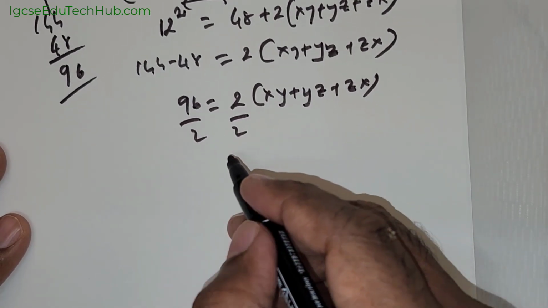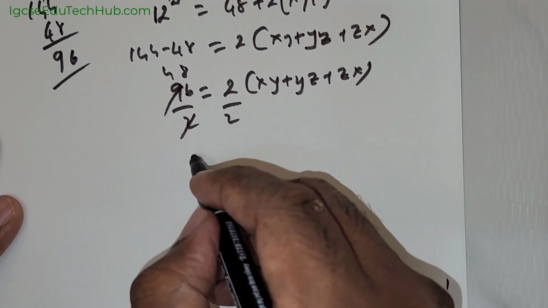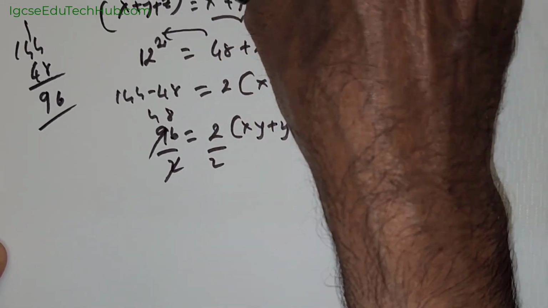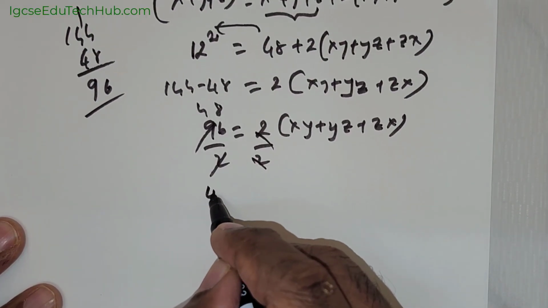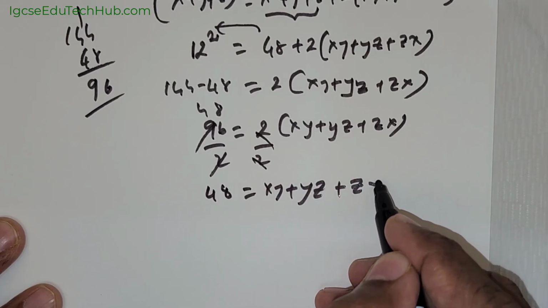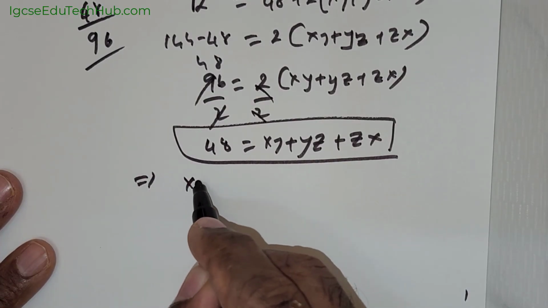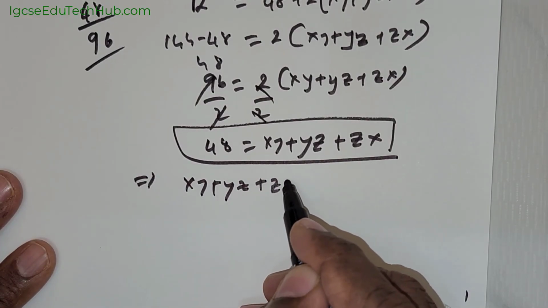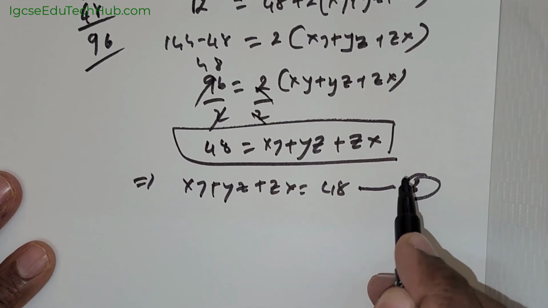You divide both sides by 2, you get 48. Right. So 2 gets cancelled. So 48 is equal to xy + yz + zx. So this is another system you have. I can rewrite this as xy + yz + zx is equal to 48. Let me take it as equation 3.